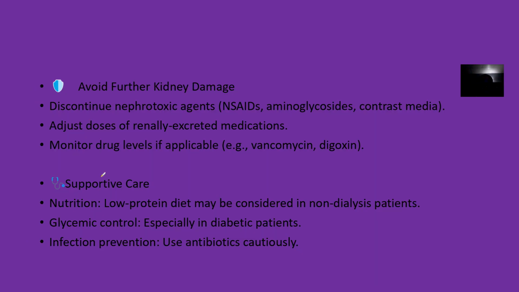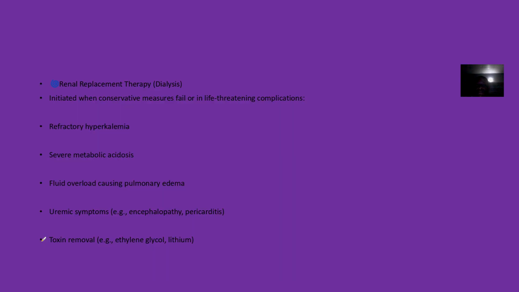Then avoid further damage. So you are trying to look at any agent that will cause further decline in kidney function. For supportive care, you are trying to look at their nutrition, their blood glucose control. You are trying to see if they have any infection and how you can prevent the infection properly.